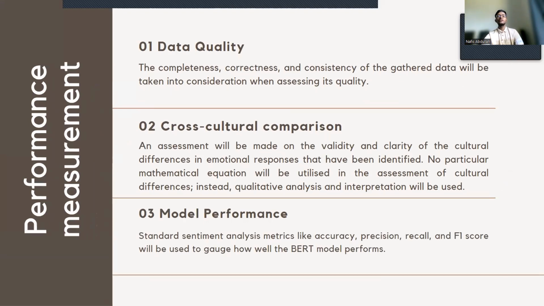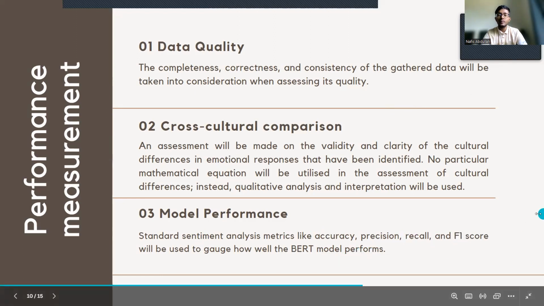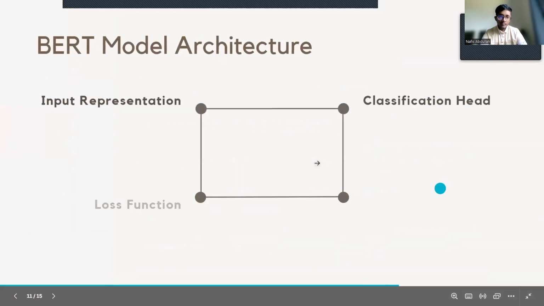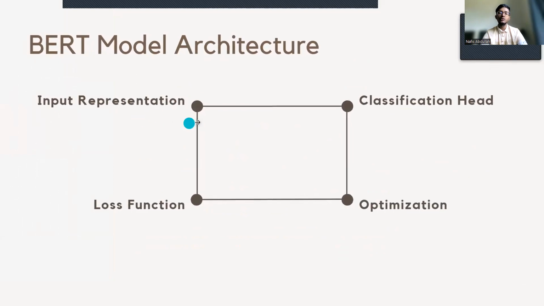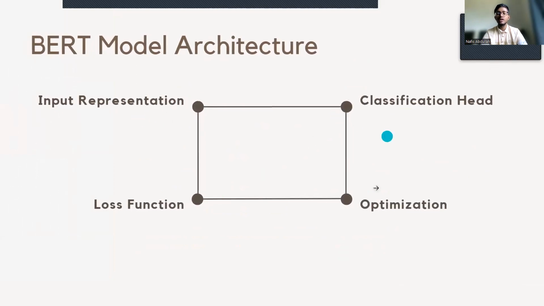Then performance measurement, data quality. The completeness, correctness, and consistency of the gathered data will be taken into consideration while assessing its quality. Cross-cultural comparison and assessment will be made on the validity and clarity of the cultural differences in emotional responses that have been identified. And the model performance, standard sentiment analysis metrics like accuracy, precision, recall, and F1 score will be used to gauge how well the BART model performs. Then this is the BART model architecture: input, representation, loss function, classification head, and optimization.